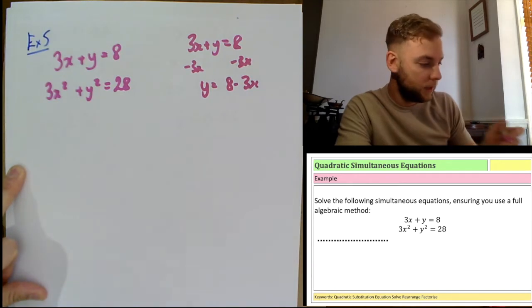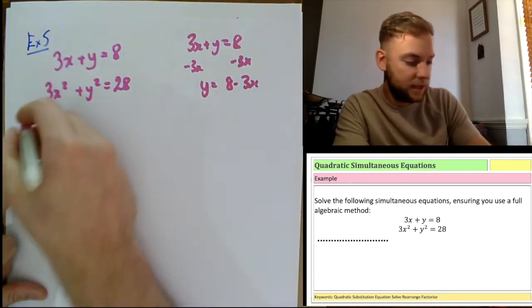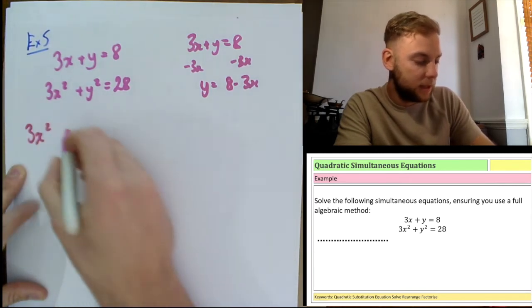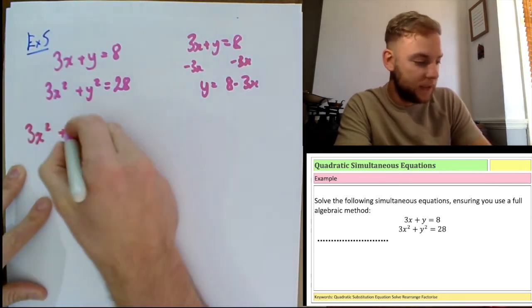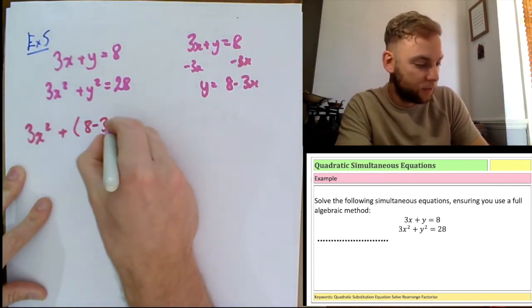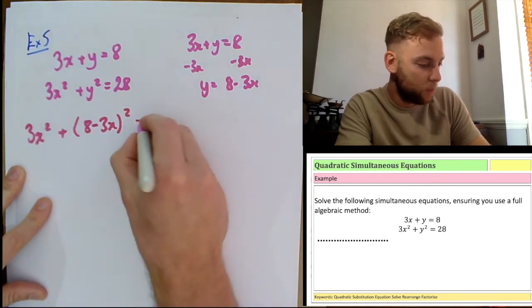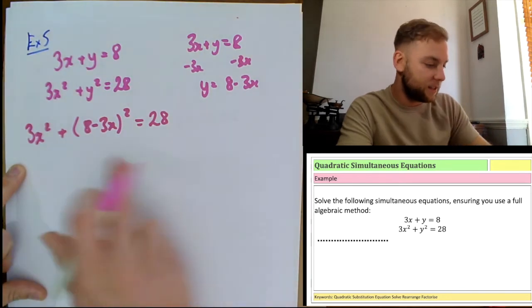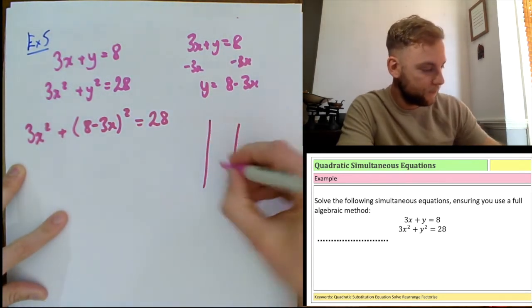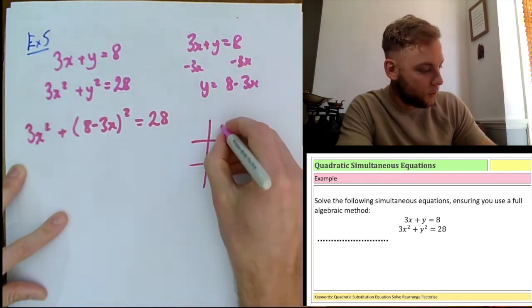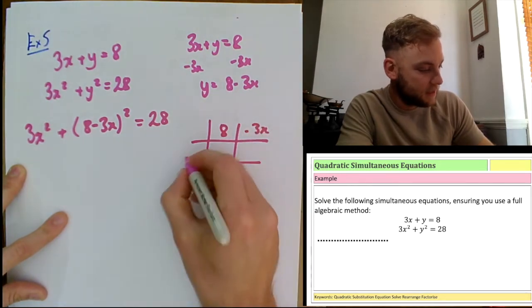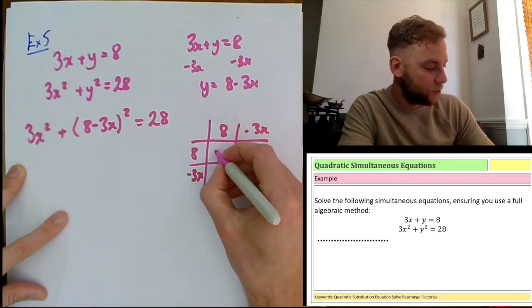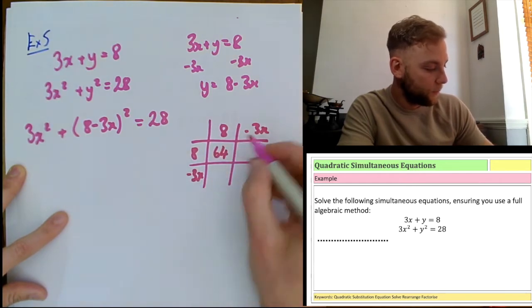Brilliant. So let's substitute that now into here. So I end up with 3x squared plus y squared, which was this. So 8 minus 3x squared, which is equal to 28. Super. So then I need to expand this bracket. So 8 and minus 3x, 8 and minus 3x. 8 times by 8 is equal to 64.